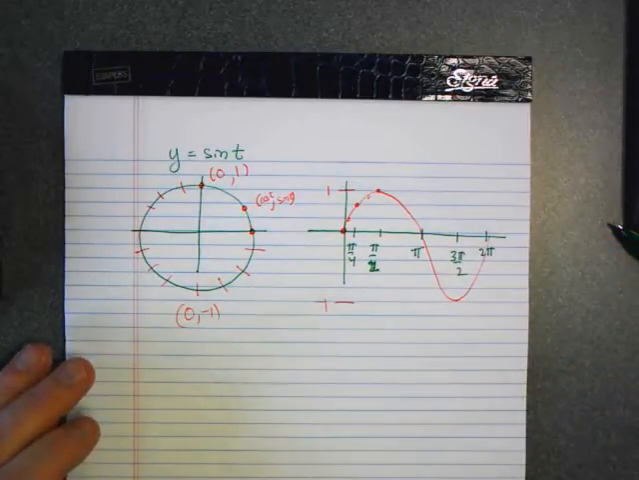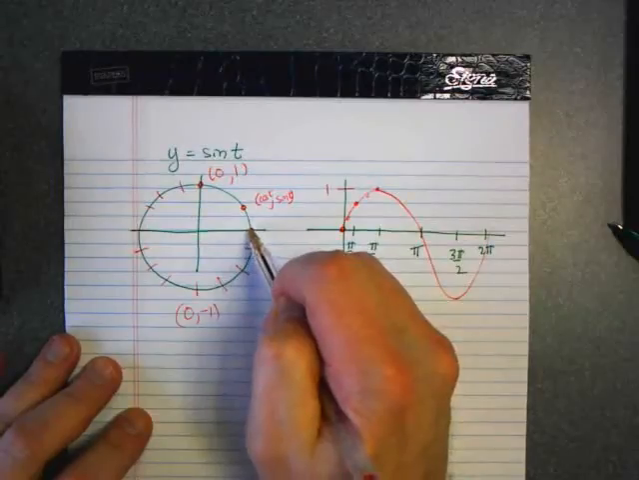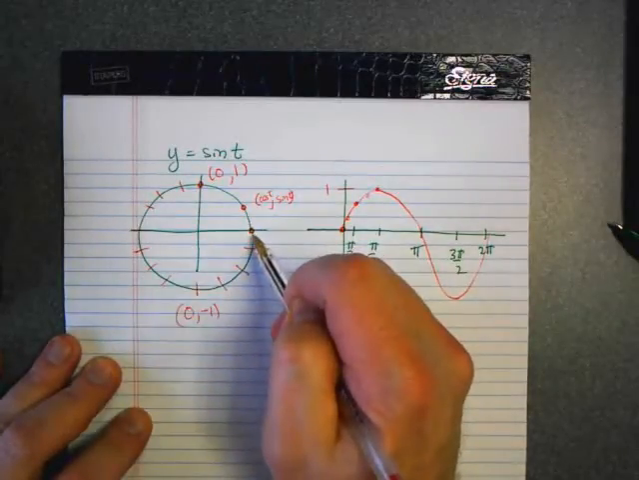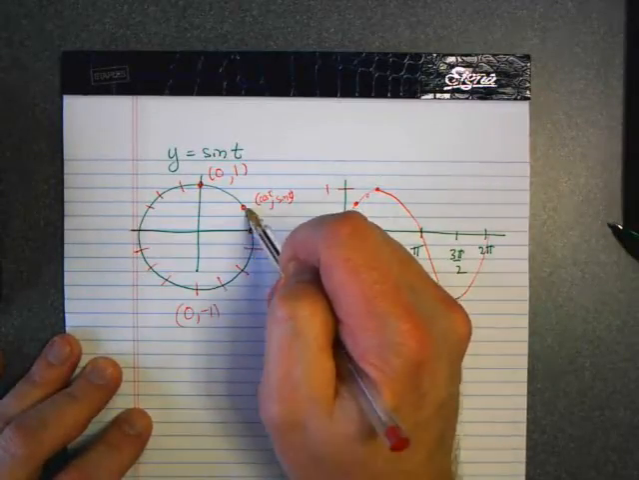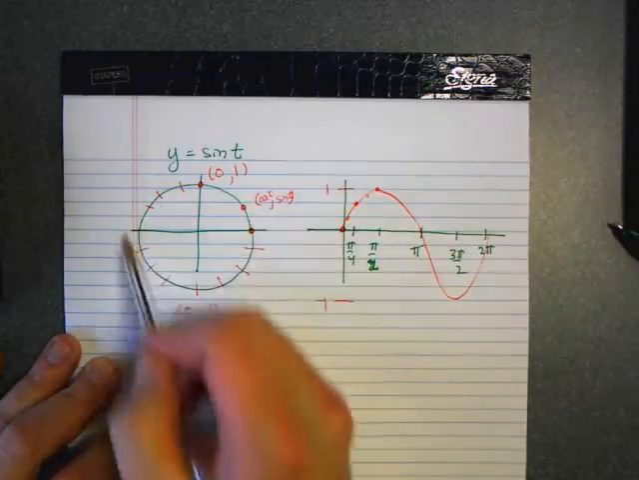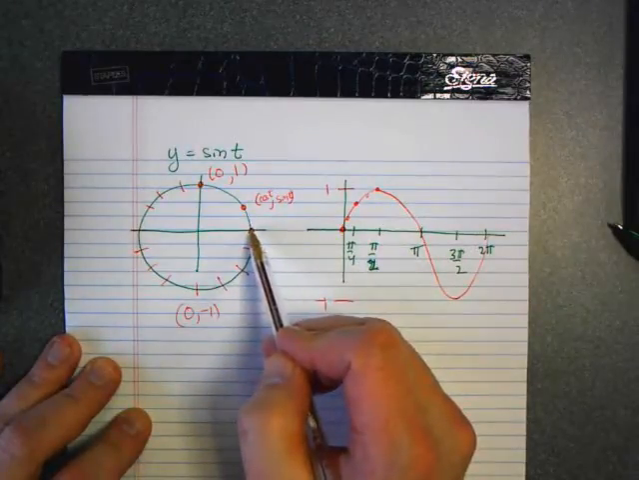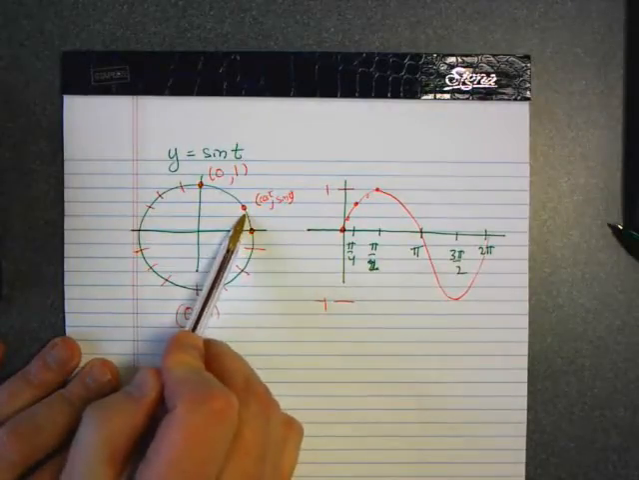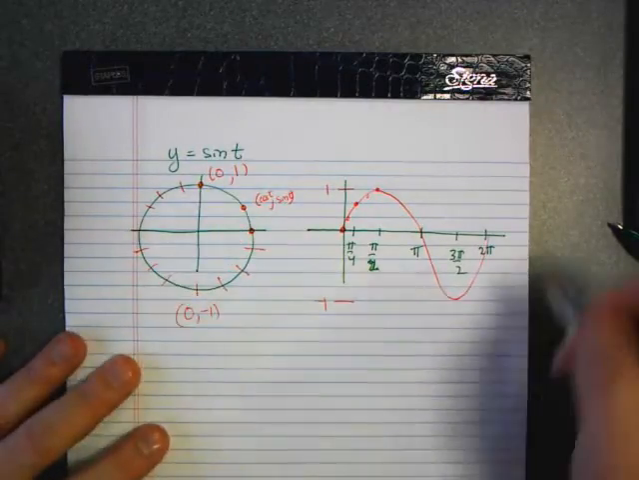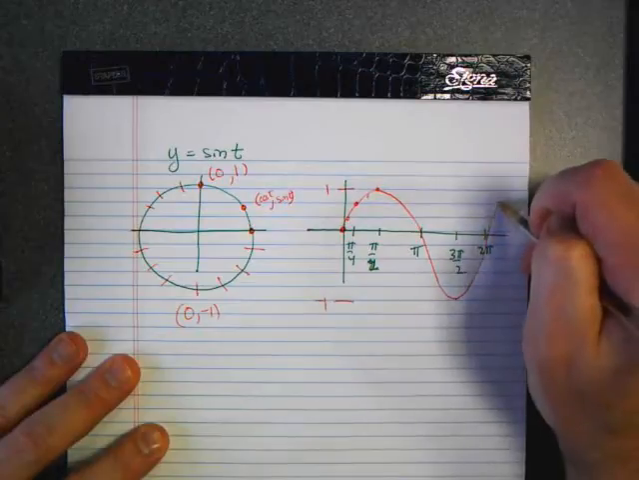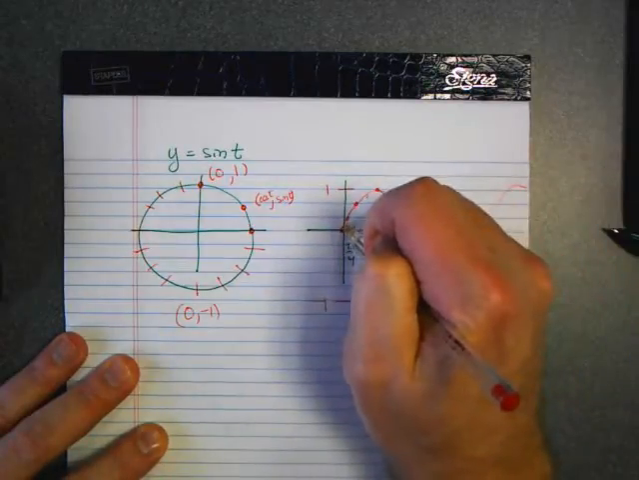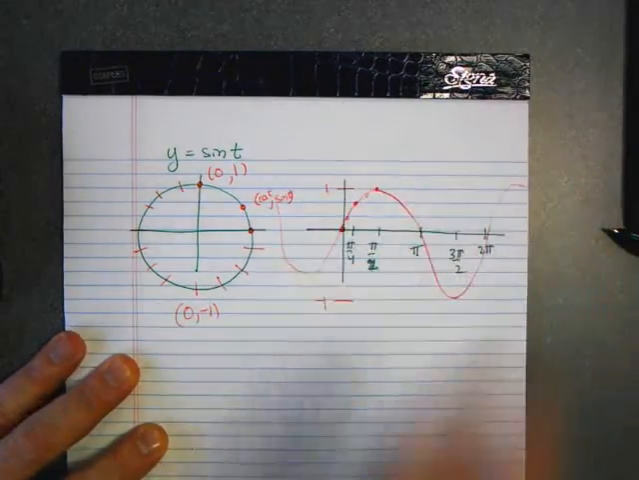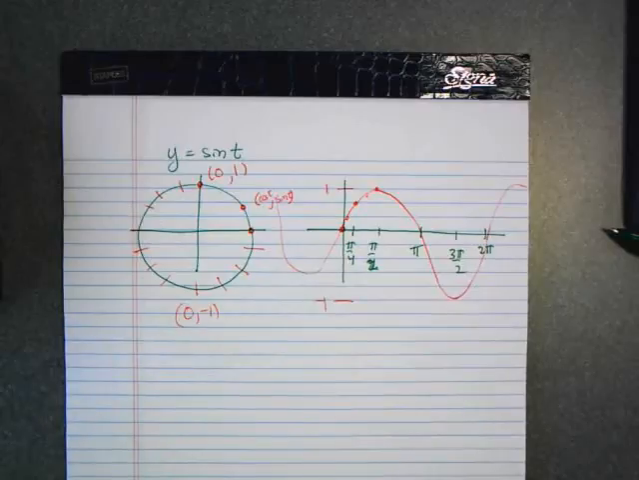What happens if I keep going? So I've gone all the way from 0 to 2 pi. What happens if I go bigger than 2 pi? It just repeats, doesn't it? Because if I go bigger than 2 pi, I'm going to hit this one and this one and this one. So it keeps going. So we say that the sine graph has what we call a period of 2 pi.